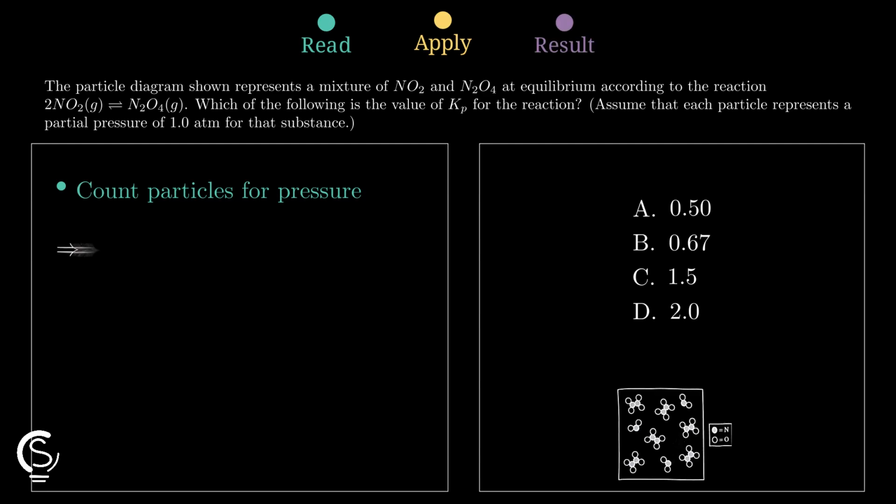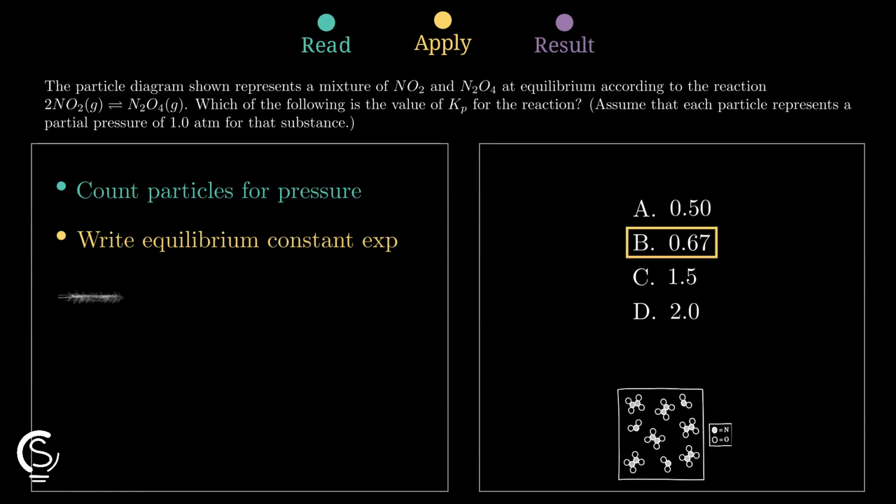Plug in your values. 3 divided by 3 squared is 3 over 9. This simplifies to 1/3 or 0.67. Option B is correct.